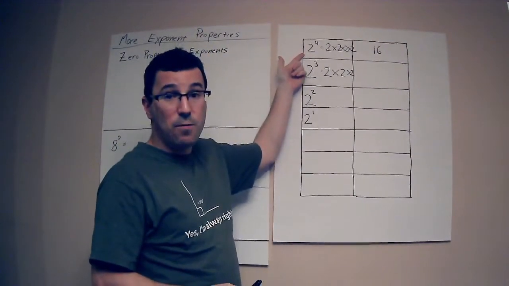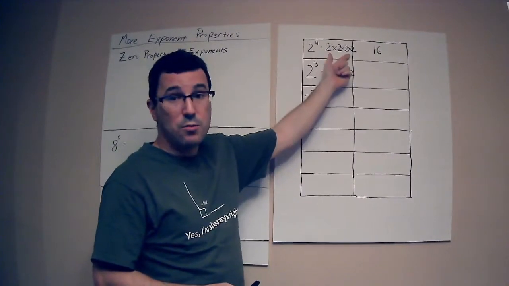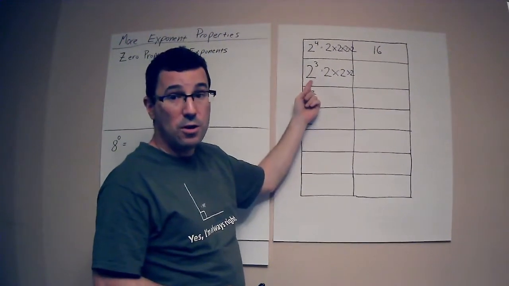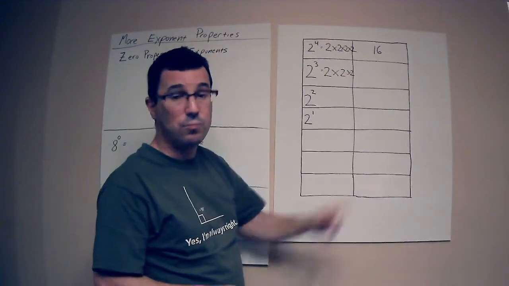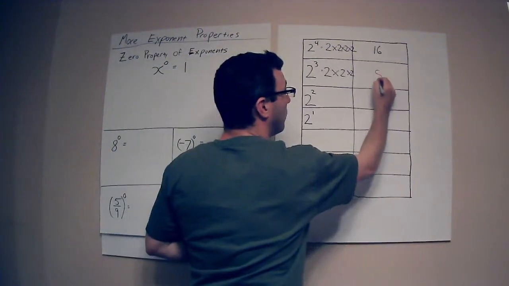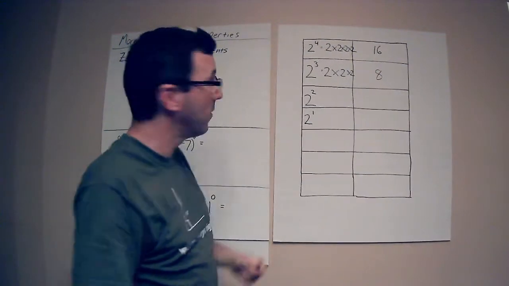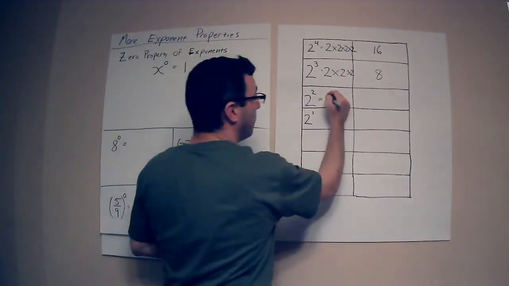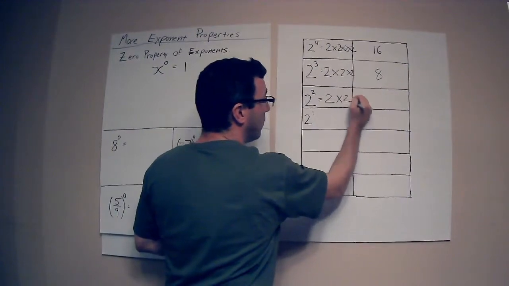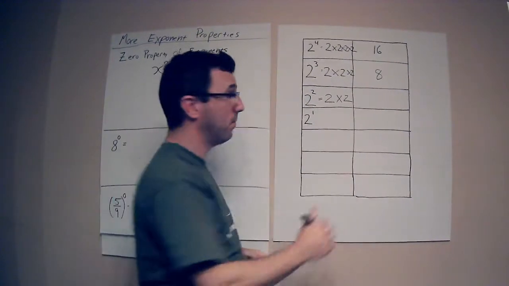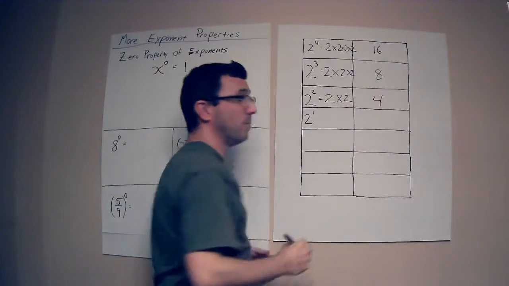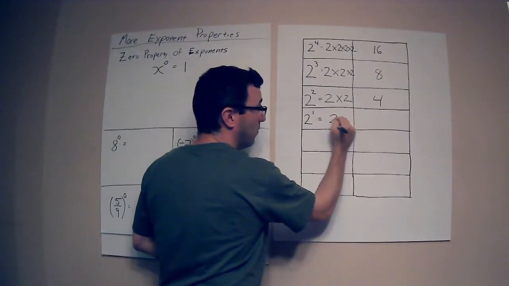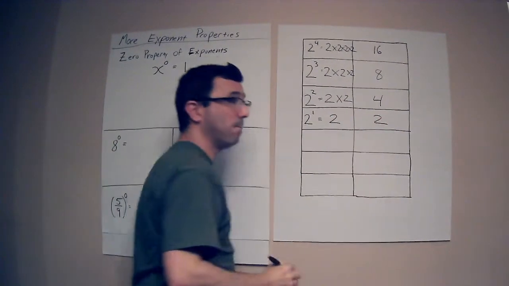So I have here 2 to the 4th is 2 times 2 times 2 times 2, which gives us 16. 2 to the 3rd, 2 times 2 times 2, gives us 8. 2 to the 2nd is just 2 times 2, which equals 4. And then we get to 2 to the 1st, which is just 2. I'm going to write that there.